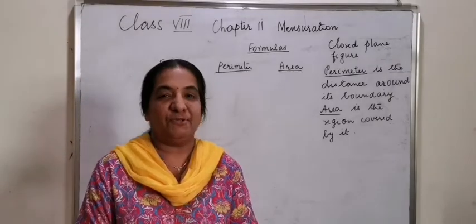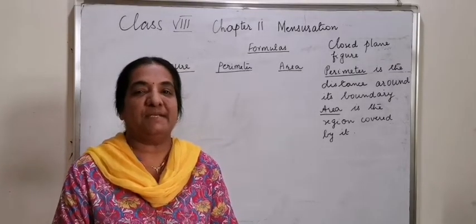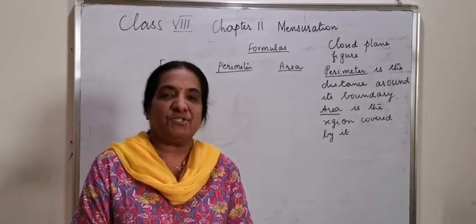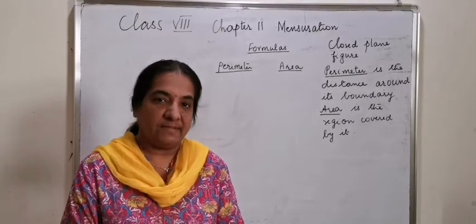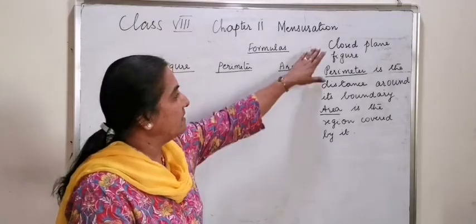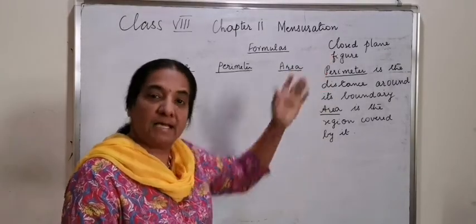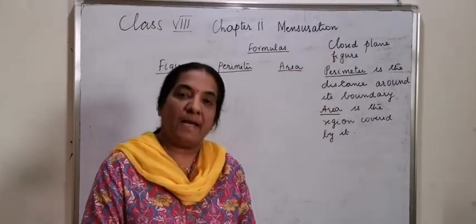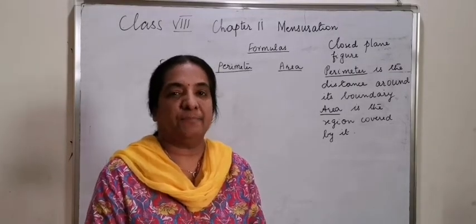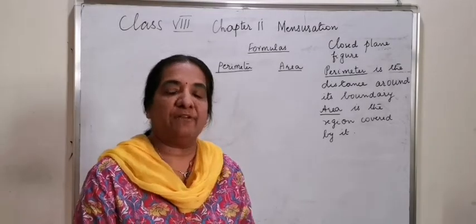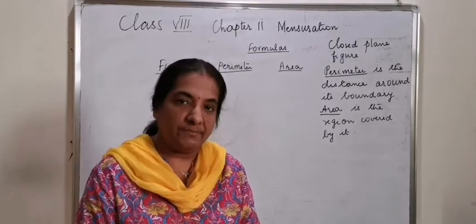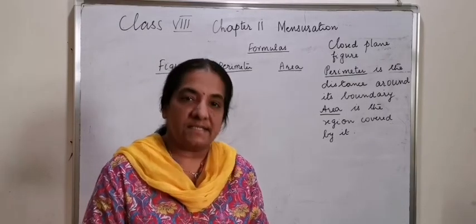Good morning children. Today we will be starting a new lesson, chapter 11, Mensuration. This branch of mathematics deals with finding the perimeter and area of any closed plane figure, as well as volume and surface area of solids. So what are the plane figures? The plane figures under your consideration are rectangle, square, triangle and circle.